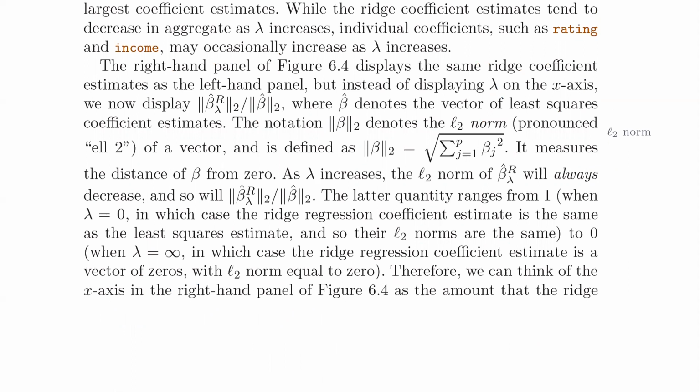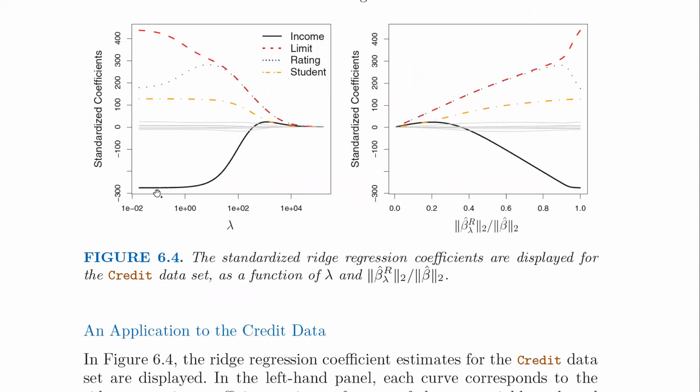The latter quantity ranges from 1 when lambda is 0, right? Do we remember this? When lambda is 0, ridge regression is just the same as least squares. So these two would be equal. You'd be calculating the same beta. You'd get the same betas from least squares and ridge regression, and that gives you 1. So that's the largest possible value, just like the smallest possible value is 0.